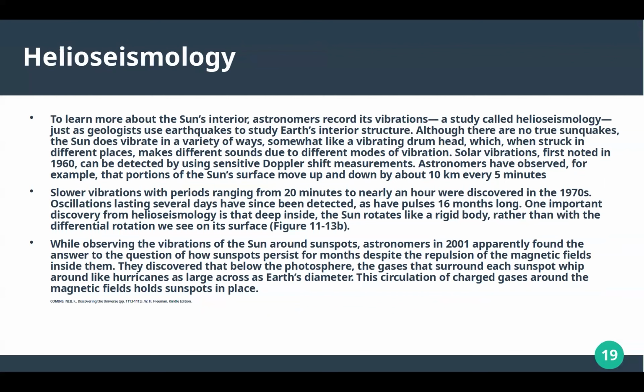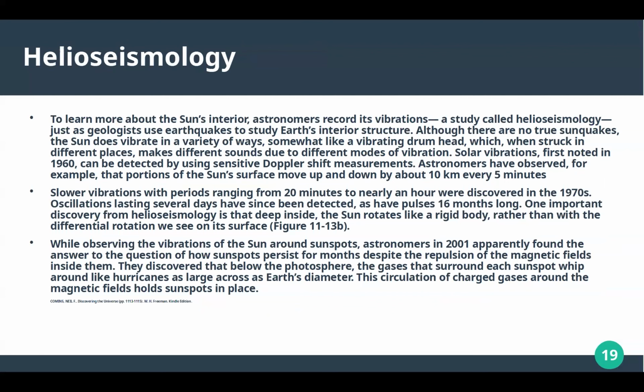Astronomers have observed, for example, that portions of the sun's surface move up and down by about 10 kilometers every 5 minutes. Slower vibrations, with periods ranging from 20 minutes to nearly an hour, were discovered in the 1970s. Oscillations lasting several days have been detected, as have pulses 16 months long. One important discovery from helioseismology is that deep inside, the sun rotates like a rigid body, rather than the differential rotation we see on its surface.